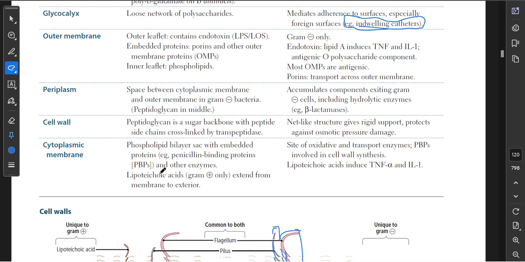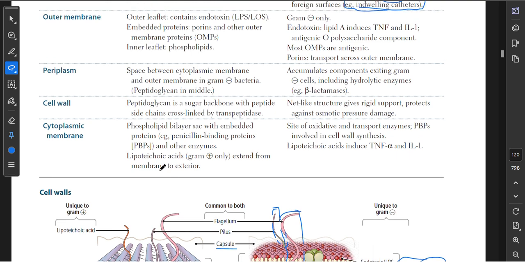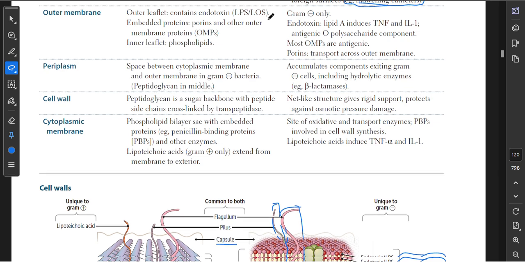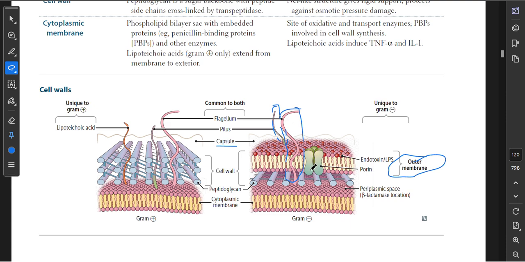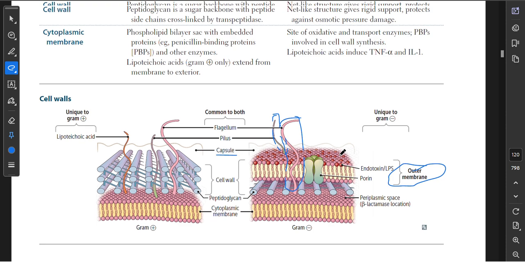Outer membrane का outer leaflet है, inner leaflet है. The outer leaflet contains endotoxin. It may be lipopolysaccharide or lipooligosaccharide, and the embedded proteins, which include porin and other outer membrane proteins. So you can see right over here, this is the porin, these are the endotoxins.